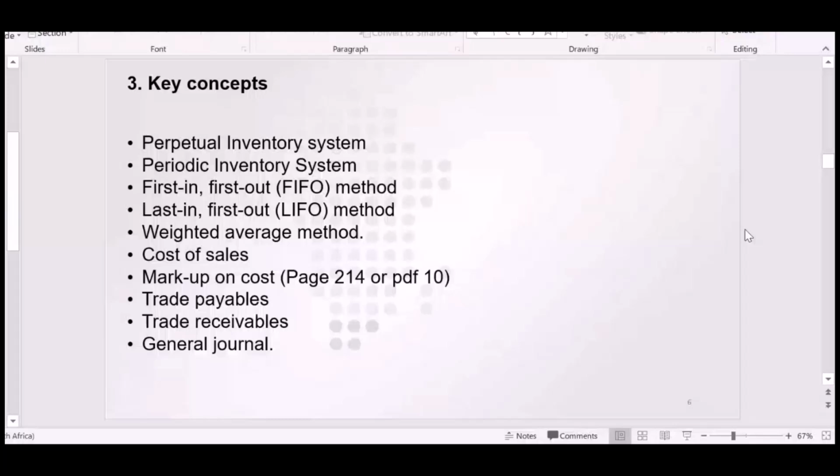And then from there we look at the debit. If the debit side is bigger or the credit side is bigger, that is profit, something like that.